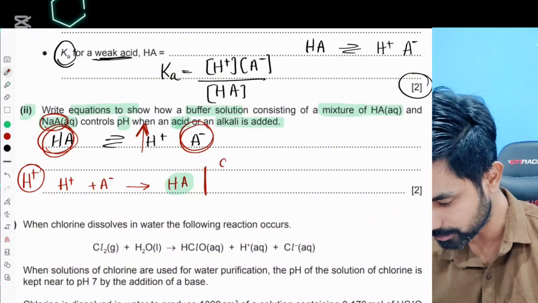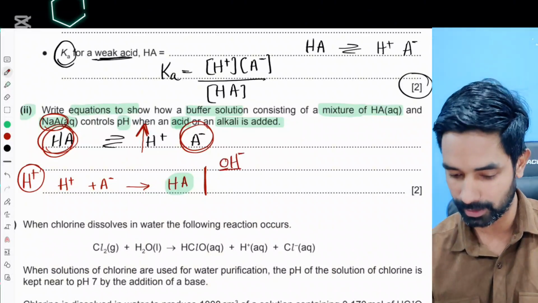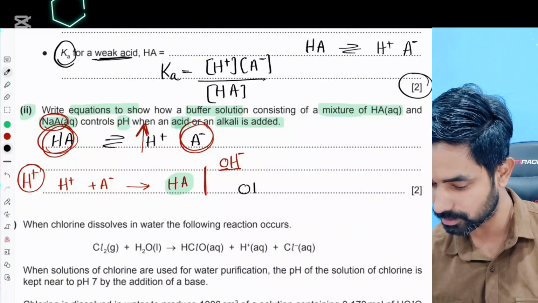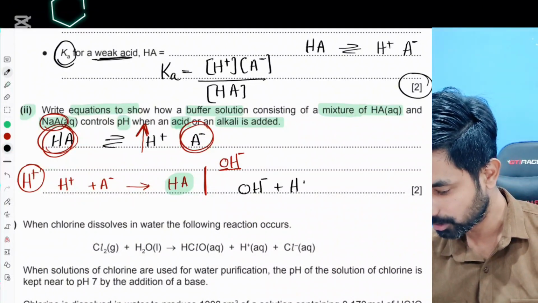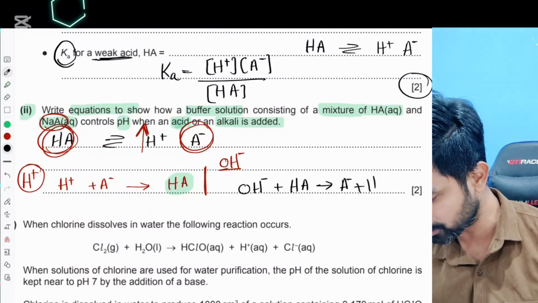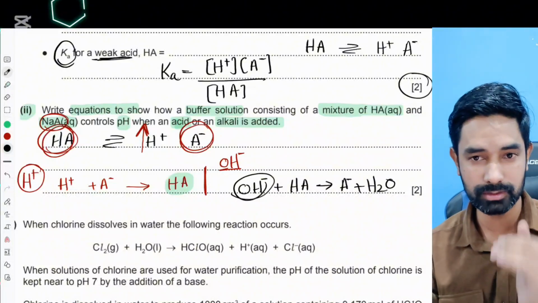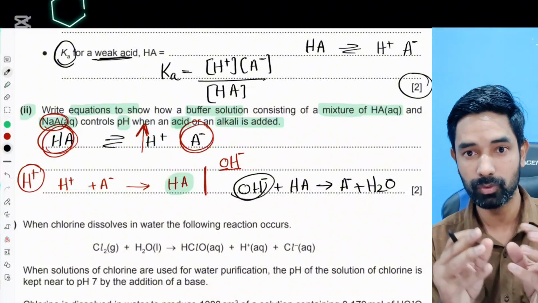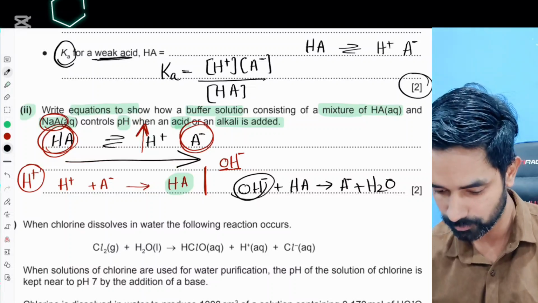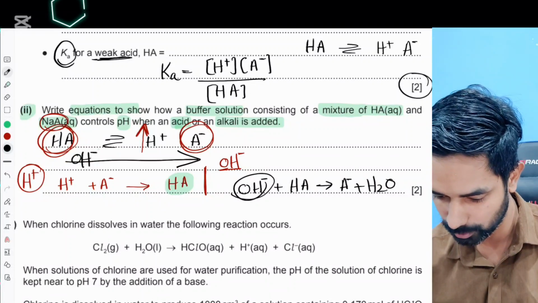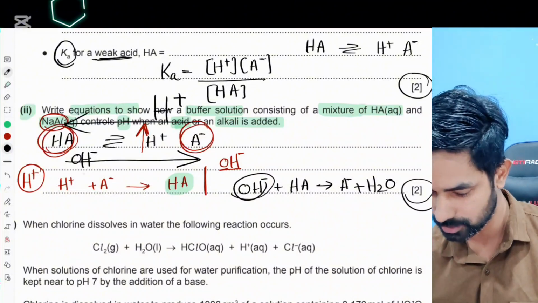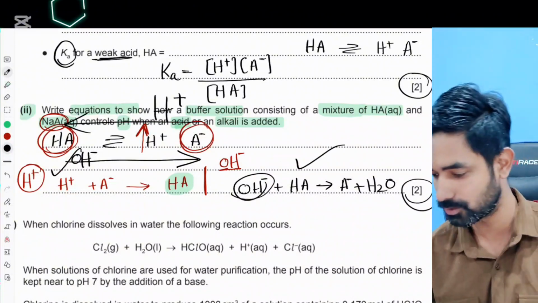Now we add hydroxide ions into it. So when we added hydroxide ions, what happened? Whenever you add hydroxide ions, the acid HA reacts to produce anion A negative and water is produced. So basically again, whatever hydroxide ions you added reacted with the acid, and the reaction goes in the forward direction when you add hydroxide ion, and it goes in the backward direction when you add hydrogen ion. So for these two equations, this and this, you will get 2 marks.